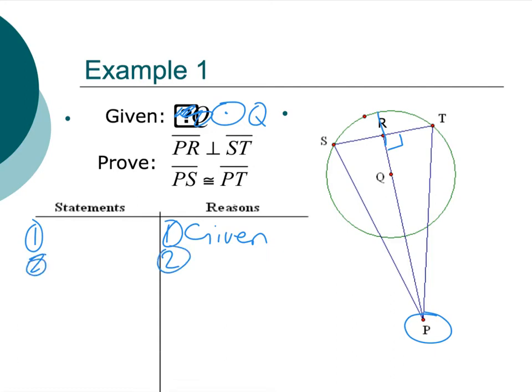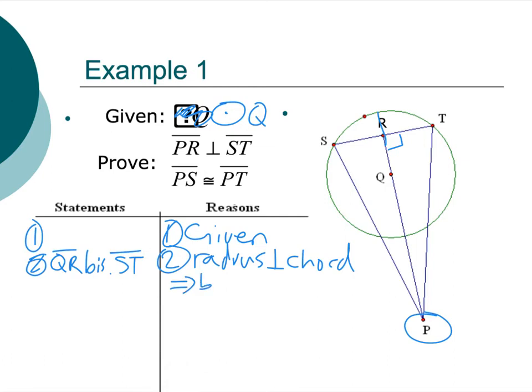So, first off, I know that QR bisects ST. And how do I know that? Radius perpendicular to chord, then bisects chord. Now, some of your teachers might be okay with you just saying Radius-chord theorem and abbreviating it that way. I like to write it out because it reminds me of what this thing actually means. So that helps me, and it's not like it's too long. So I like writing it out, but you know, whatever your teacher wants, then go with that. Okay.